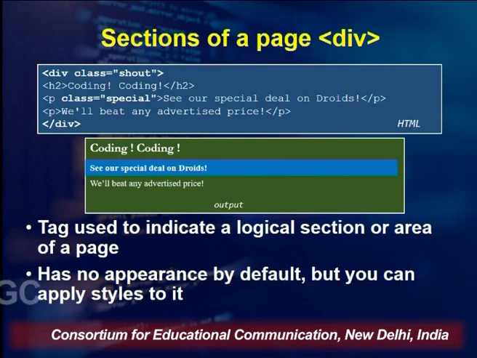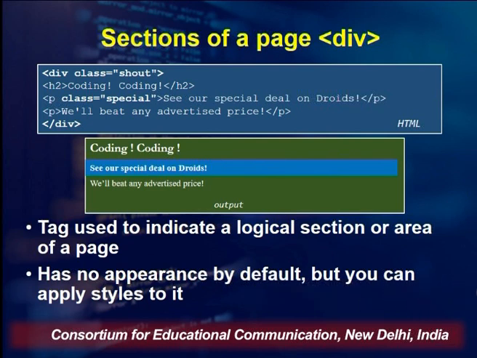So it has no appearance by default. So when you define the div tag, there is no line or anything, no effect will be there, but you can apply styles to that particular division that you have defined. Like in the previous example, we had created a class called shout, okay, and you create a division which belongs to the class shout, right. So whatever behavior you had created for the class shout, that will be taken by this particular division. So this particular section of your page will have those attributes which you have defined for that class, okay.